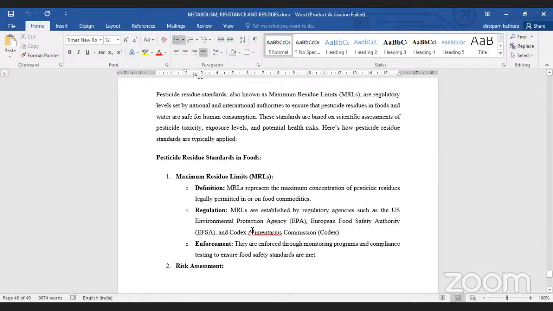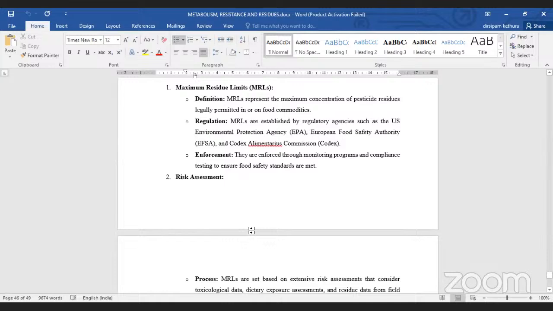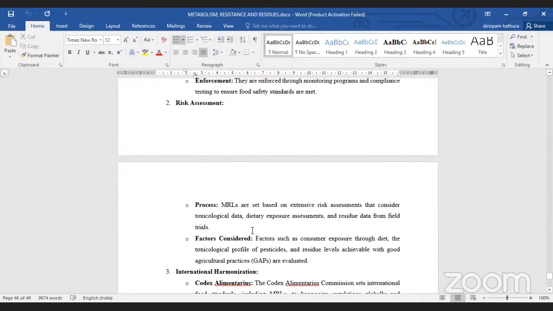And coming to the pesticide residue standards in foods, the first one is maximum residue limits. What is maximum residue limit? We already studied this under the terminology. This MRL represents the maximum concentration of pesticide residues legally permitted on food commodities. These MRLs are established by regulatory agencies and they are enforced through monitoring programs and compliance testing to ensure food safety standards are met. And the second one here is risk assessment.